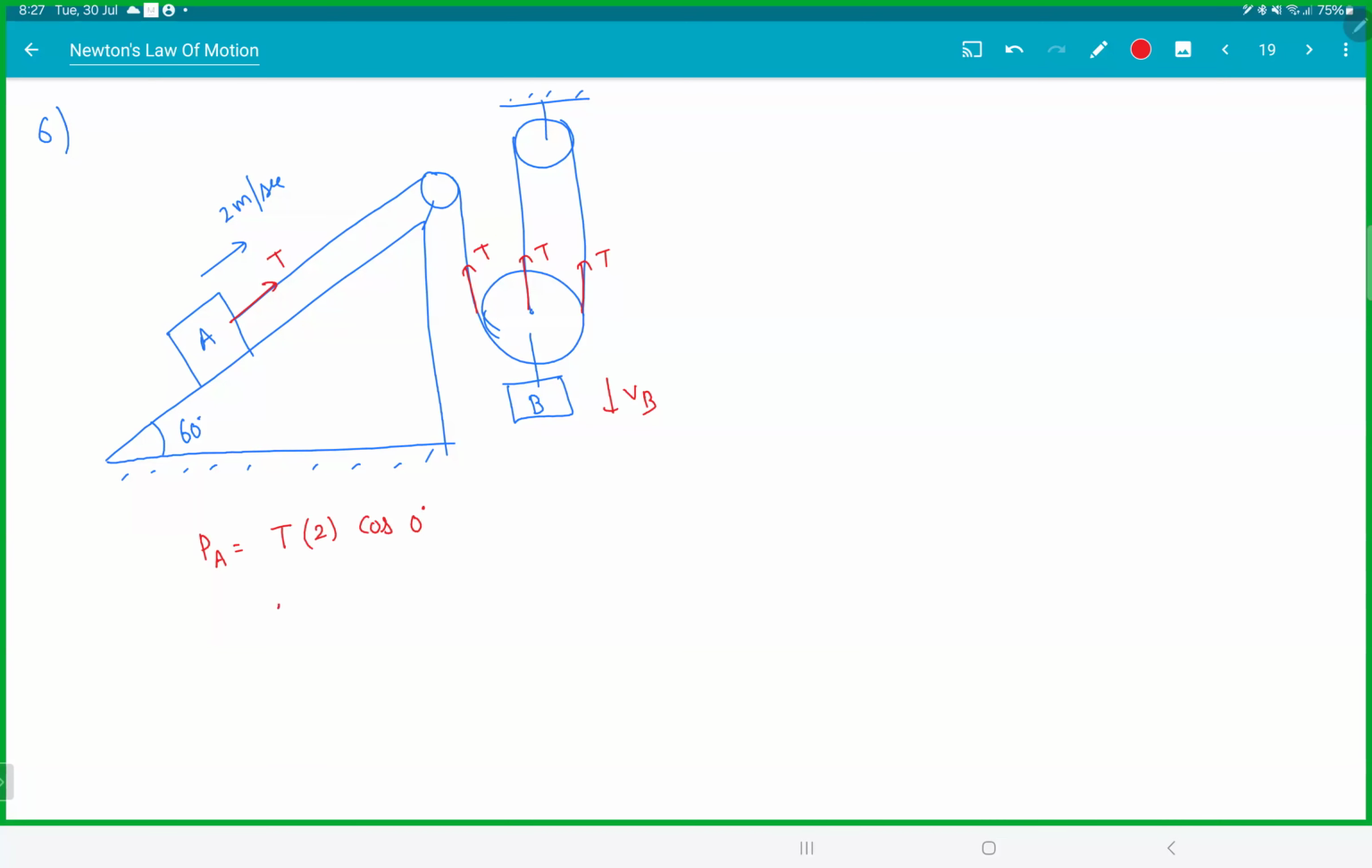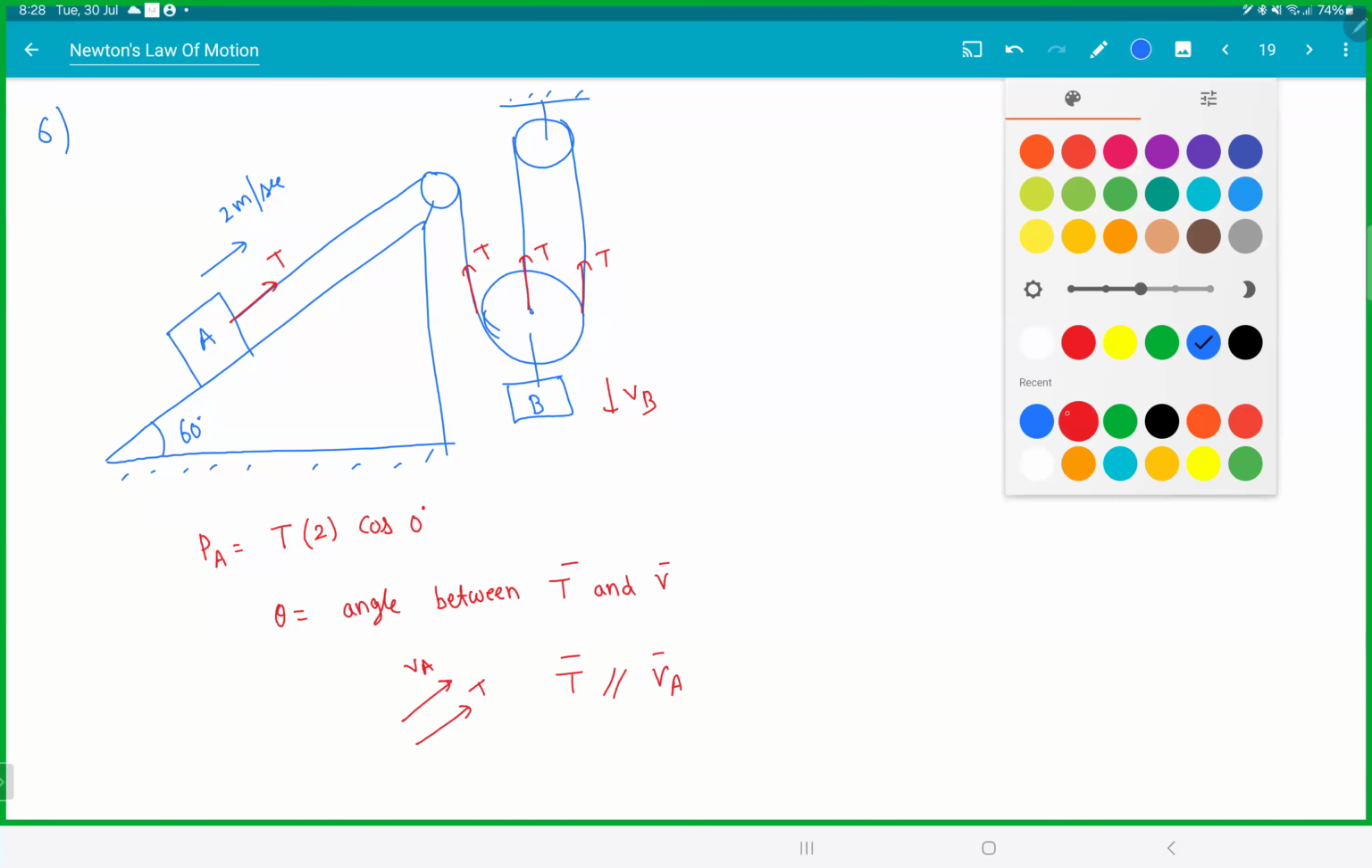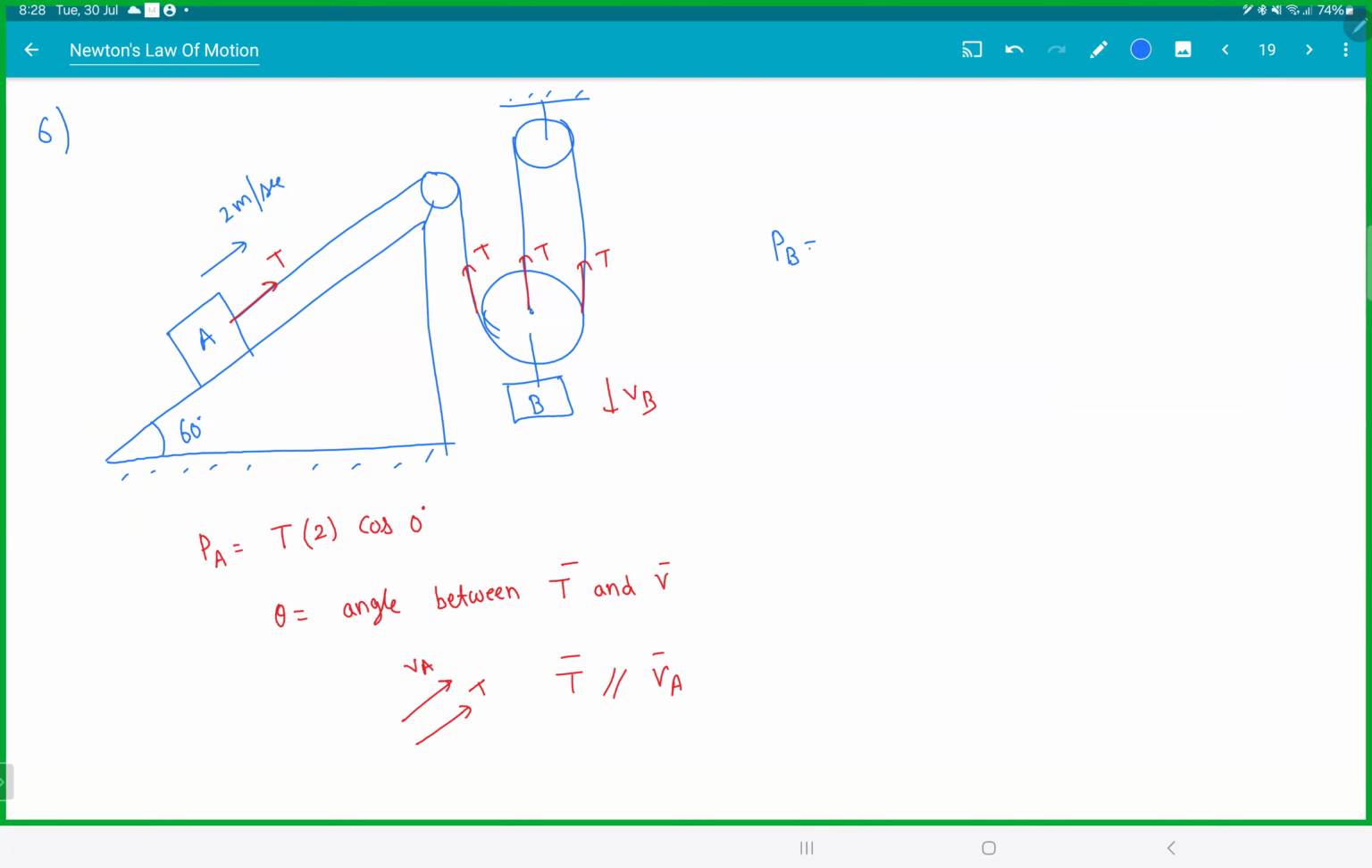So when you say theta is the angle between tension and velocity, that 60 degrees is good for nothing. It does nothing. It is between T bar and V bar. So in this scenario, if you see, tension and VA both are parallel. T is parallel to VA bar. Theta is not the angle of incline. Be careful. There is a mistake some people do. If you have not done it, then it is good. If you have done it, be careful next time.